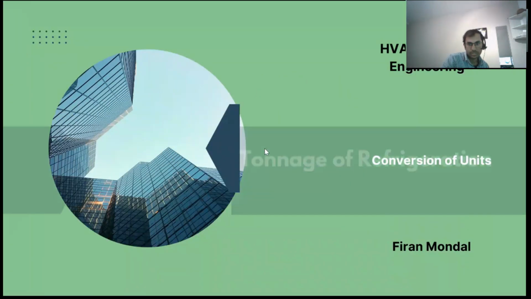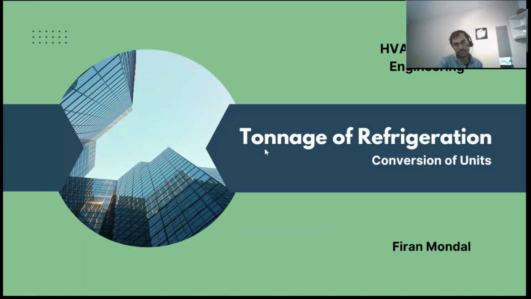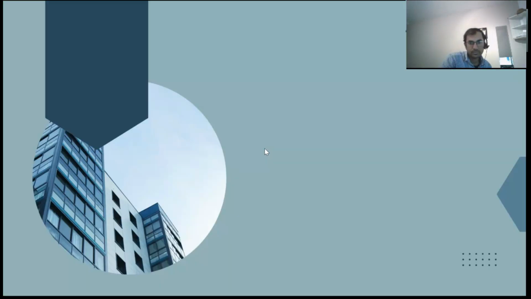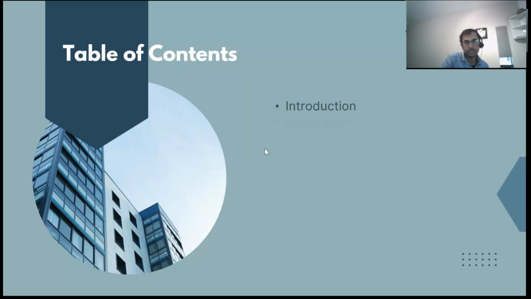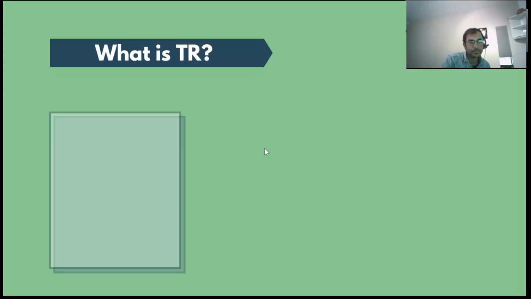Tonnage of refrigeration is a very basic term in our HVAC system, and here we will learn the introduction, definitions, calculations, value, units, unit conversion, and use. This is very basic, but I think it is better to have basic knowledge of how the tonnage is calculated, or what tonnage actually means. I know that you all know these things, but I have captured it here just to brush up our basic knowledge. So what is TR?